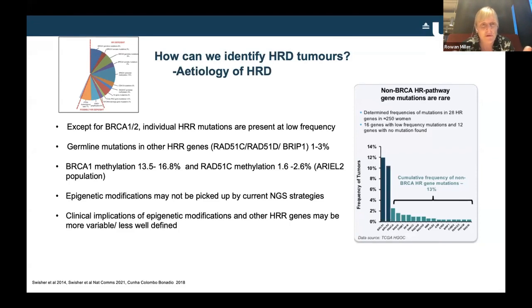And then finally, we don't really know the implications of both the epigenetic modifications and mutations in some of the HR genes in terms of predictive and prognostic effects. So really, with the exception of BRCA 1 and 2 and maybe a couple of others, we don't really know how important each of the mutations in these individual genes are.